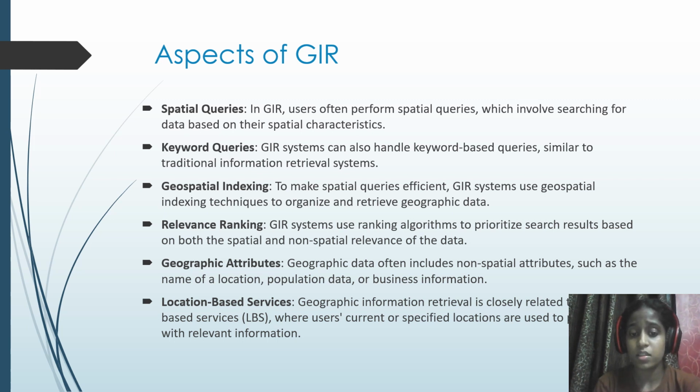And lastly is the location-based services. Geographic Information Retrieval System is closely related to LBS, that is location-based services, where users' current or specific locations are used to provide them with the relevant information, such as nearby restaurants, traffic updates, or local businesses.